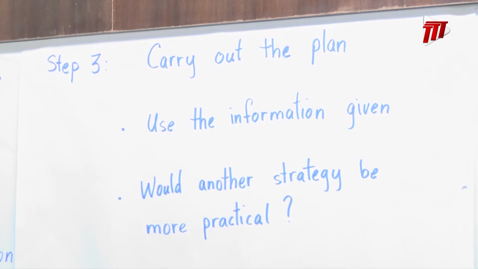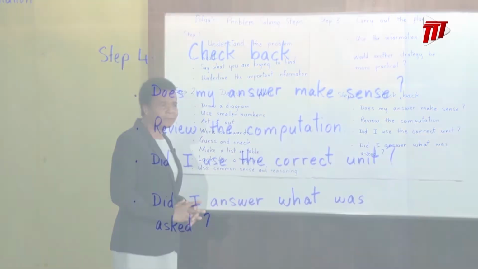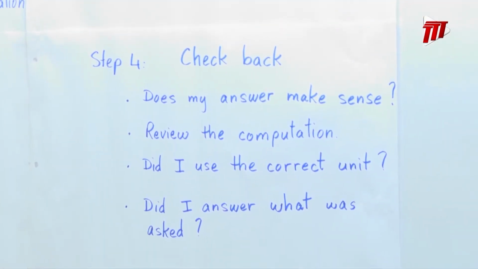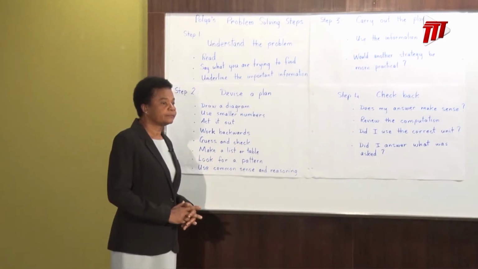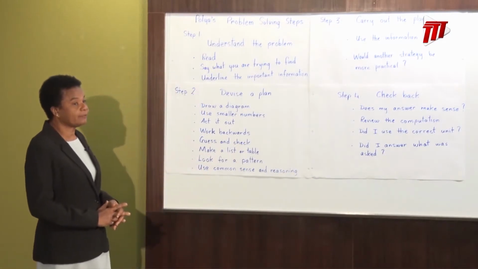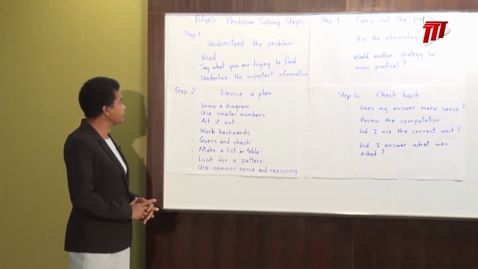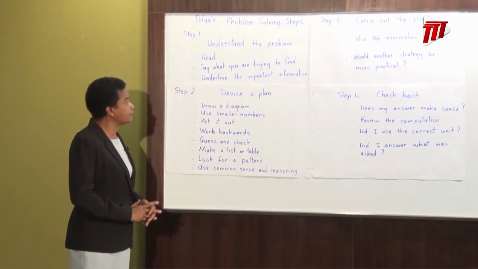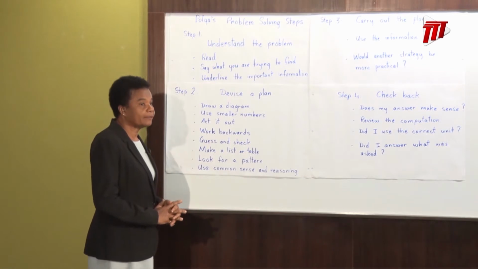Finally, you have to check back. Ask yourself, does my answer make sense? Maybe you have to review the computation, your addition, multiplication, subtraction, or division. Did you use the correct unit? And finally, did I answer what was asked? Let's go over the 4 steps again. 1, understand the problem at hand. 2, devise a plan. 3, carry out the plan. 4, check back.